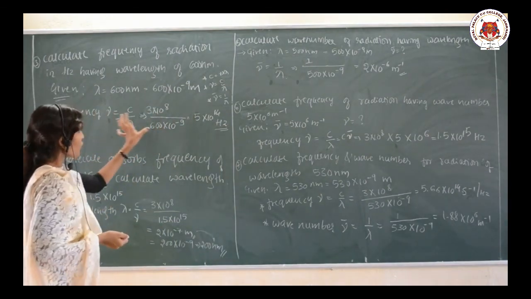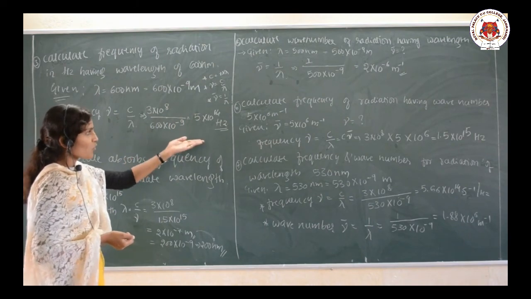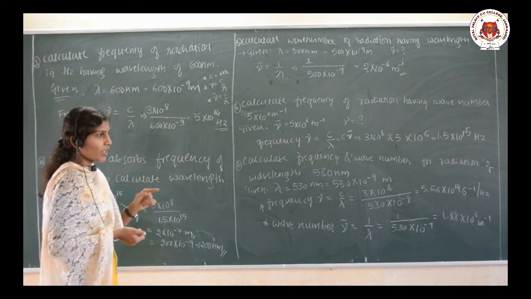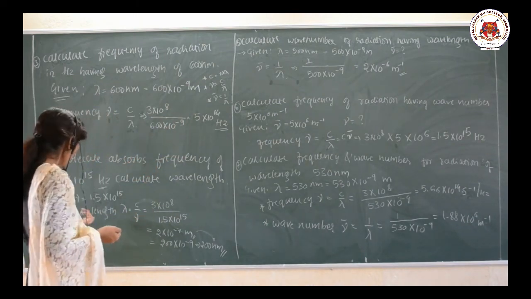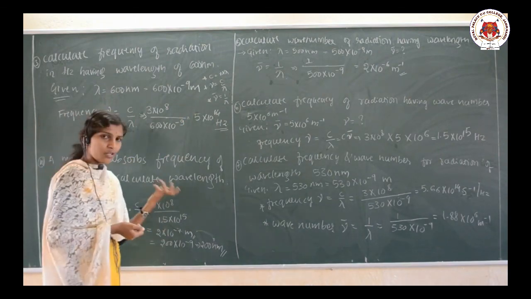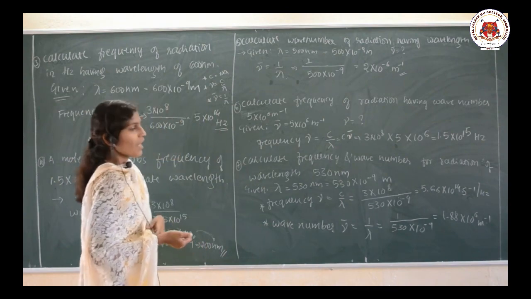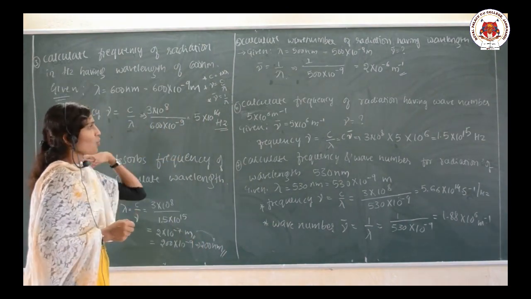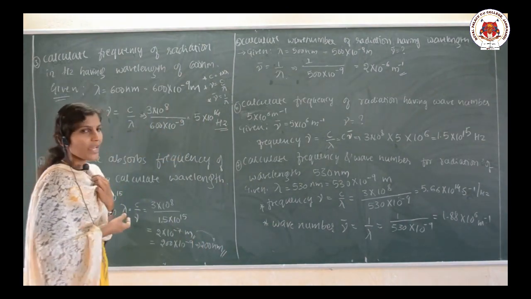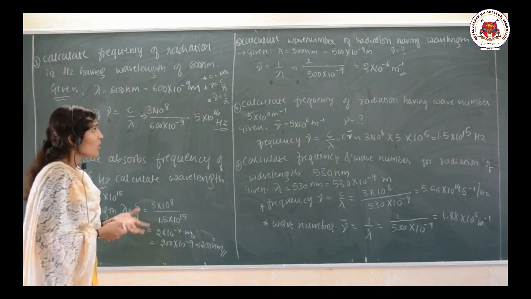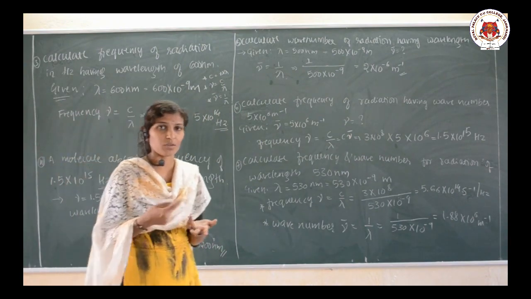So, the unit of frequency you can express in terms of hertz, or in terms of per second. Wavelength is meter or nanometer, and wave number is per meter, as you know already. So, this is how we can solve a few examples used to calculate the frequency, wavelength, wave number, etc.